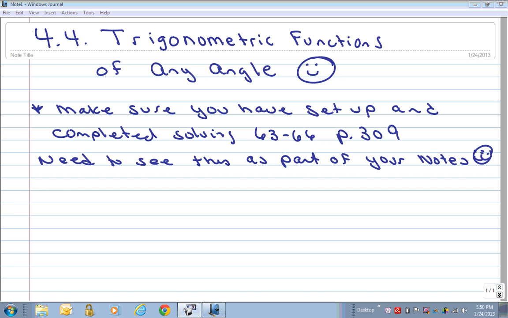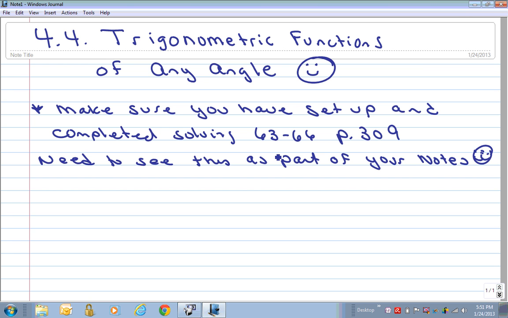Please make sure, I want to see in your notes tomorrow that you've written your chart down 3 times. I know that's a lot, but I want you to write it 3 times, and preferably 3 times from memory. The other thing you want to do is make sure that you've set up and completed the solving of problems 63 through 66 on page 309. Those are the ones we wrote on the board today, and I want to see those as part of your notes as well. As soon as you do those, go ahead and write your 30, 60, 45, cosine, sine, tangent chart out 3 times, just so you make sure you really know those and don't lose that, because again, that is going to be used throughout all of our trig units.